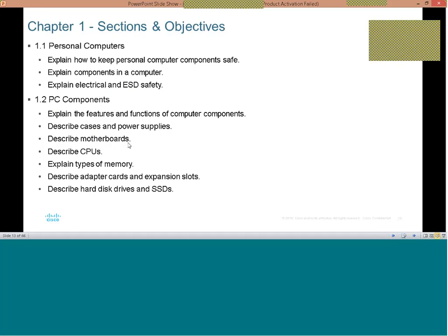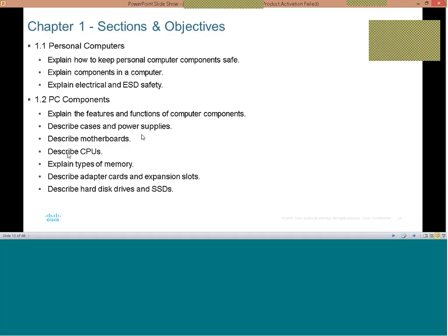Under the PC components, we'll look at how to explain the features and functions of the computer component. We'll also look at how to describe computer cases and power supply. We'll describe the motherboard, describe the CPU, explain types of memory. We'll also describe adapter cards and expansion slots, describe hard disk drives and SSD. So in summary, this chapter identifies a computer system, the different components that exist in the computer system, how they're interconnected, and then be able to identify their functions, and then be able to explain their mode of operations.